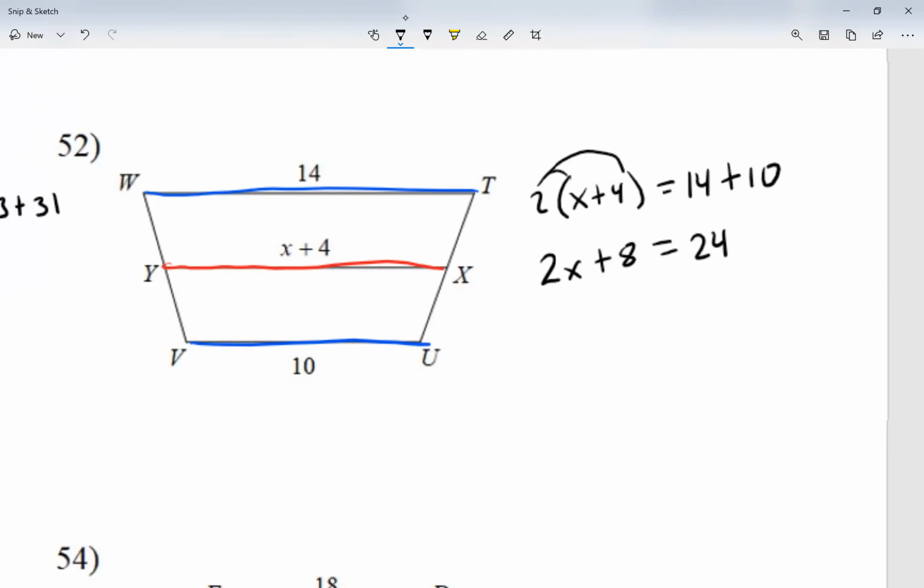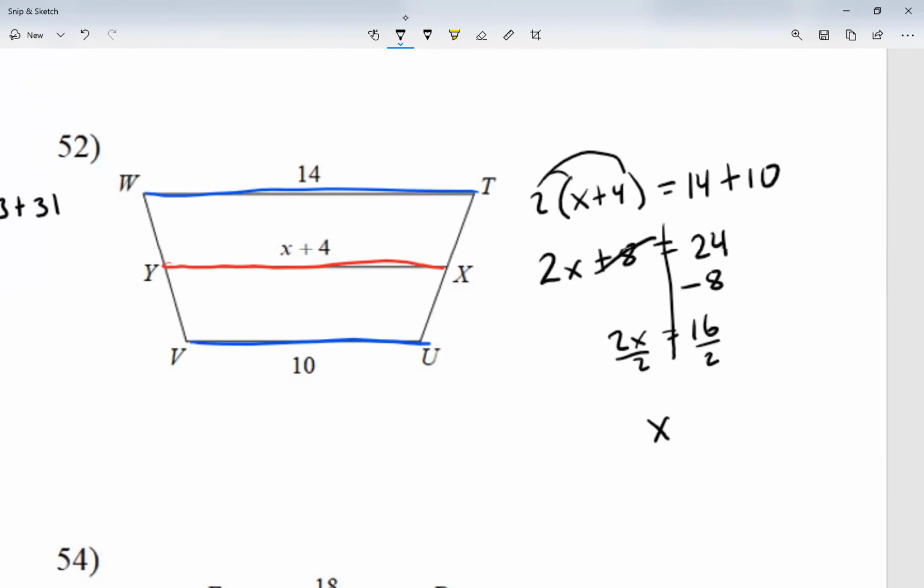I want x by itself, so let me separate this through the equal sign. The plus 8, let me move this as a minus 8. So I have the 2x is equal to 16. To get the x by itself, let me divide both sides by 2. X is equal to 8.